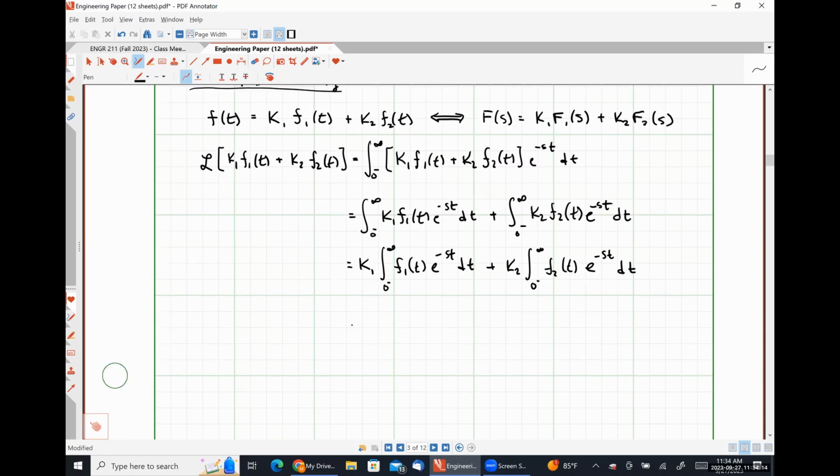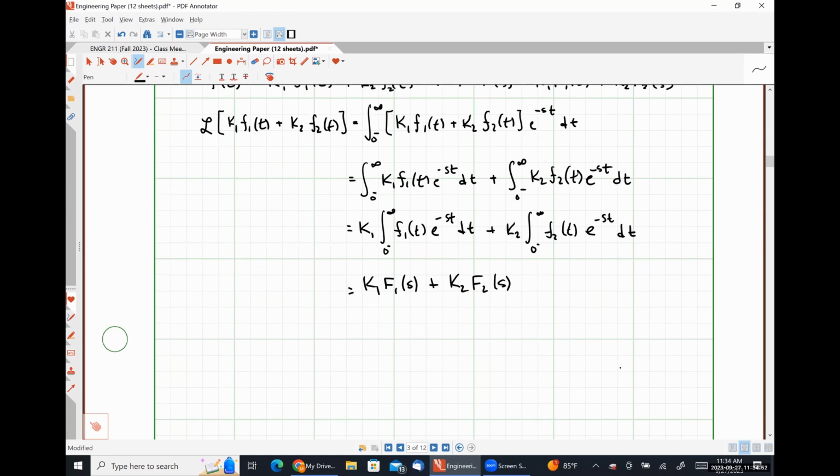And then this is just simply k1 times F1 of s plus k2 times F2 of s, because the integral from 0 to infinity of f of t e to the negative st is literally the definition of the Laplace transform. Okay. So the Laplace transform is inherently a linear operation, which means it should be applicable to any linear circuit that we encounter, which is great news.